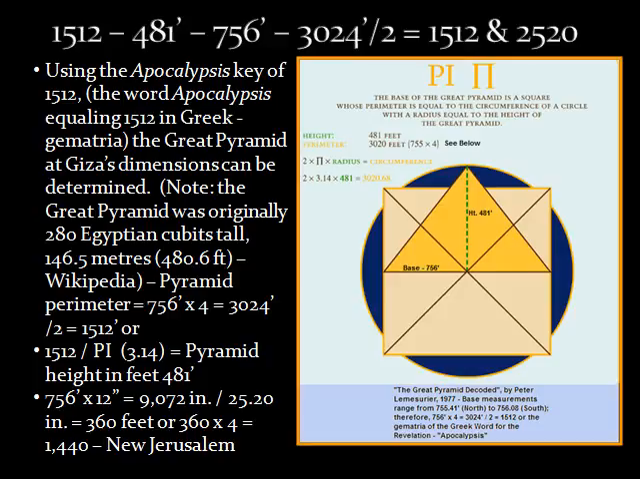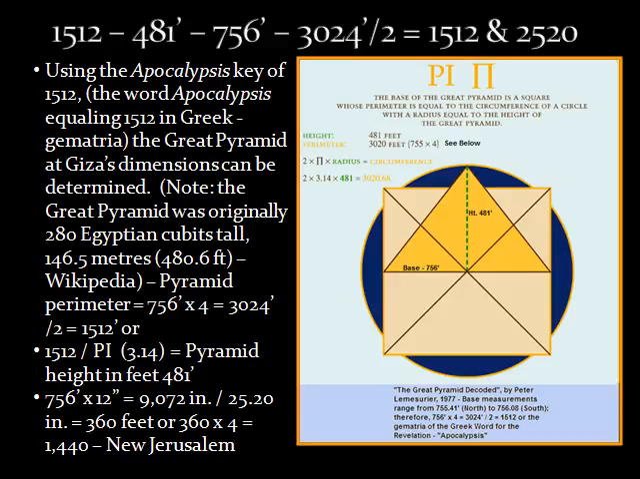Wikipedia. The perimeter of the Great Pyramid would be equal to one of its sides, 756 feet at its base, times 4 sides, which would equal 3,024 linear feet. We divide that by 2, and of course we're going to get 1,512 feet. 1,512 divided by pi at 3.14 would equal the pyramid height in feet at approximately 481 feet.